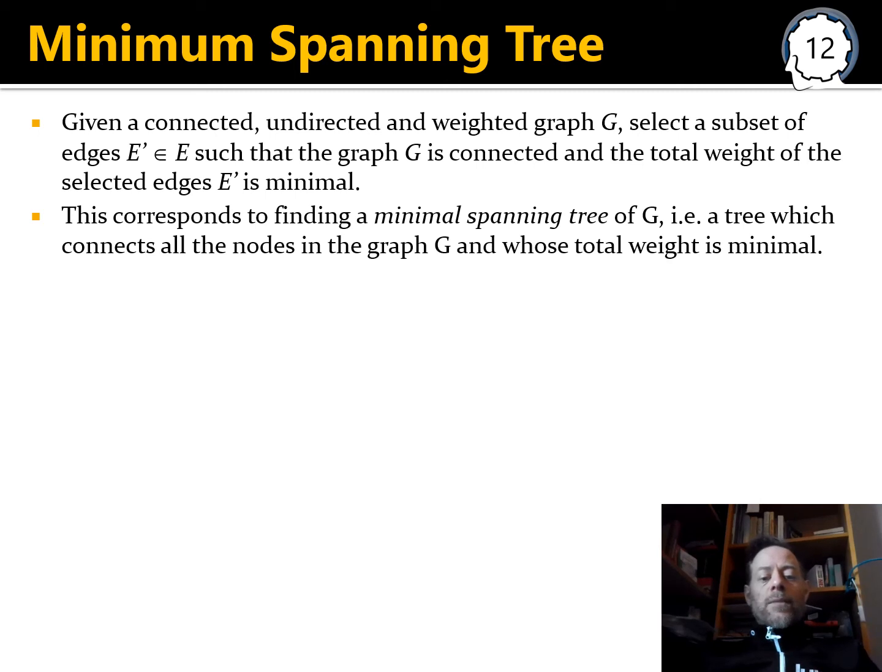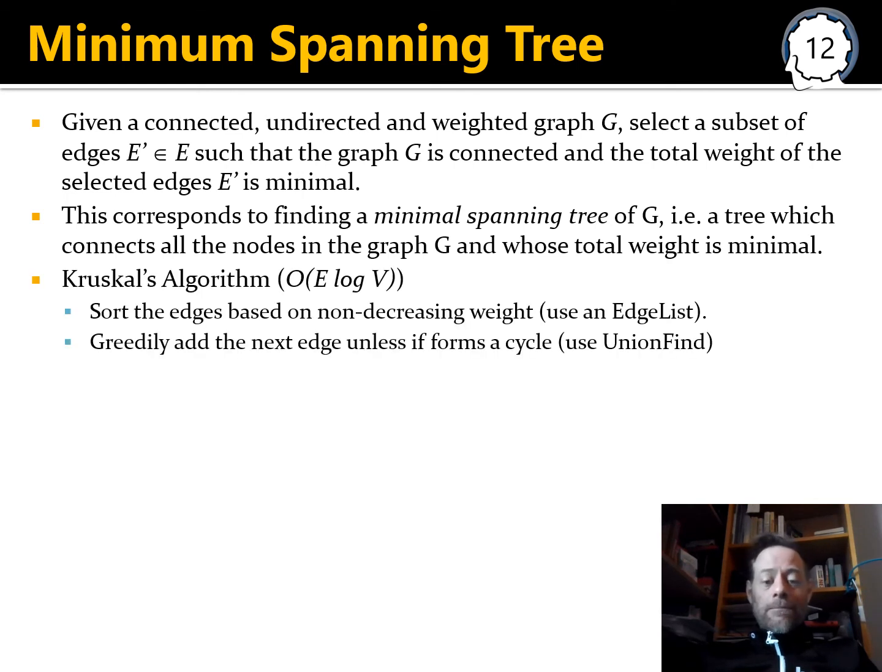This then corresponds to finding what's called the minimal spanning tree. A spanning tree is a tree that covers the nodes such that the sum of those edges has the minimal total weight. Here there are two main algorithms for doing this.